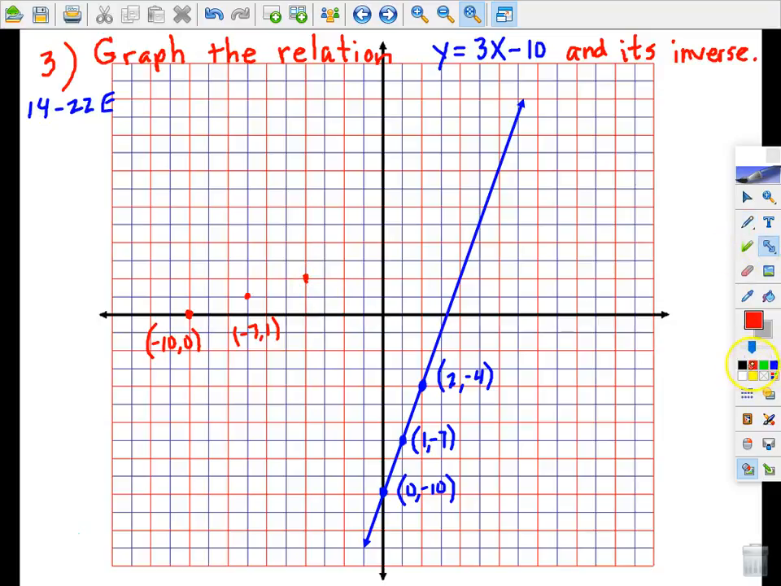And when I draw the red line, that will represent the inverse graph for y equals 3x minus 10. So that would be a way that you're going to answer. Let me finish it off. And you don't have to do these ordered pairs on your graph. I just did that hopefully to show you how you come up with the points for the inverse. Okay, so that would be a typical answer for the 14 to 22 even problem.